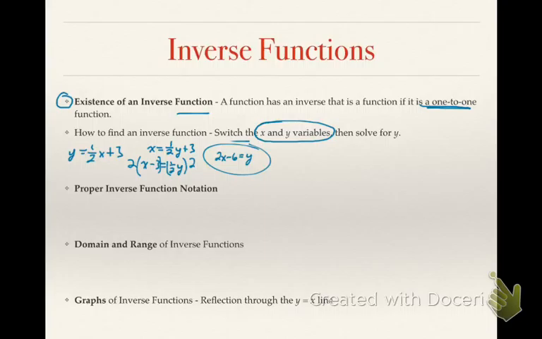Now, to use proper inverse function notation: you can represent equations with y and x, but if you're asked to use function notation, you would be given something like f of x is equal to 1/2 x plus 3. The inverse notation is f to the negative 1 of x. That represents the inverse of f. In this case, we found it to be 2x minus 6.